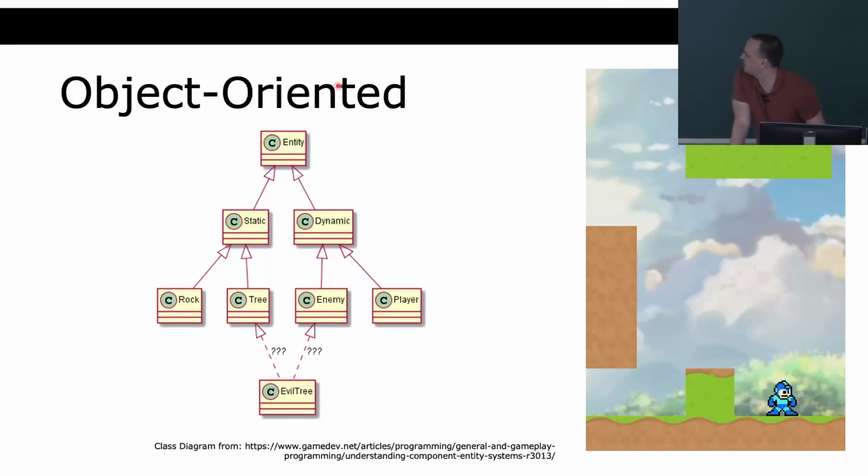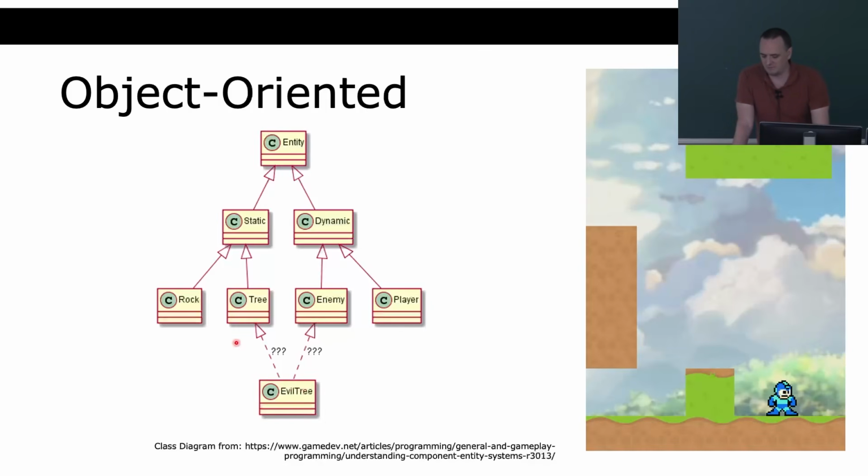Up here, text is a little small, apologies, but up here we have an entity base class, and then maybe we're going to have some entities in the game that don't move, for example, right? So those would be static entities. We have some entities that move around, so those would be dynamic entities. So maybe a dynamic entity would have a velocity, whereas a static entity wouldn't have a velocity or something like that. Over here, static entities might be rocks or trees, etc. Dynamic entities might be enemies or players.